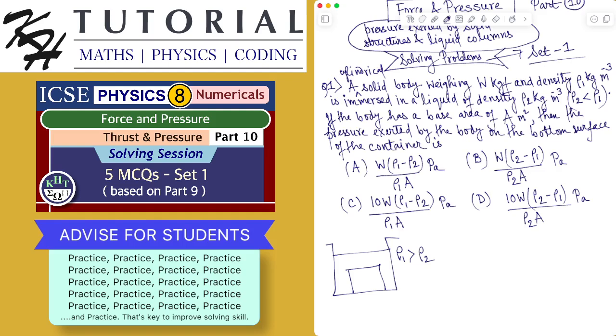So this will be the scenario, and we know that when a body is immersed in a liquid, the buoyant force or the upthrust Fb will act upwards, and the weight of the body will act downwards. So effectively, the apparent weight of the body inside the liquid will be W minus Fb, where W is the weight of the body in air. Now, what is W? The weight is already given to be W kgf.